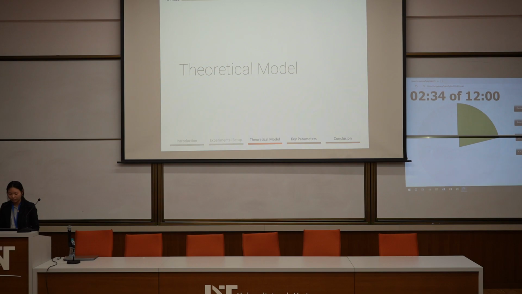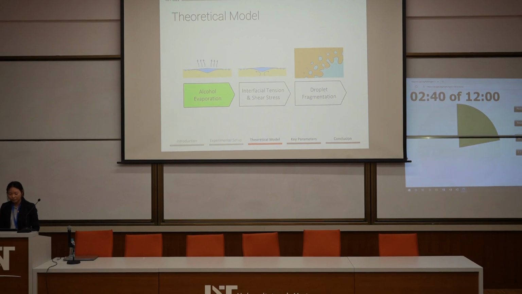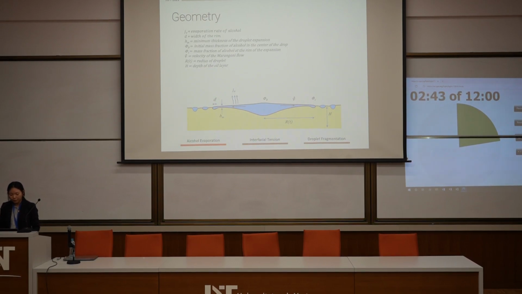Going on to our theoretical model. First, we'll be explaining alcohol evaporation, which we think is the main principle of the overall phenomenon. For our geometry, we'll be introducing the evaporation rate of alcohol, the width of the rim, the minimum thickness of the droplet expansion, the initial mass fraction of alcohol at the center of the drop, and the mass fraction of alcohol at the rim of the expansion, which we call the rim right before the fermentation, and the velocity of air flow, radius of droplet, and depth of the oil layer, which is the depth of a hydrophobic liquid.